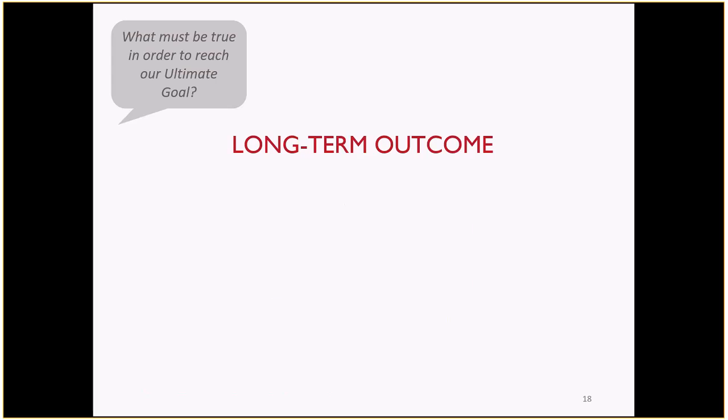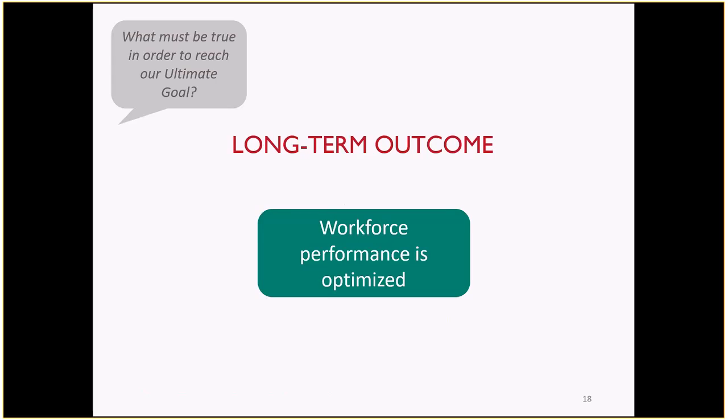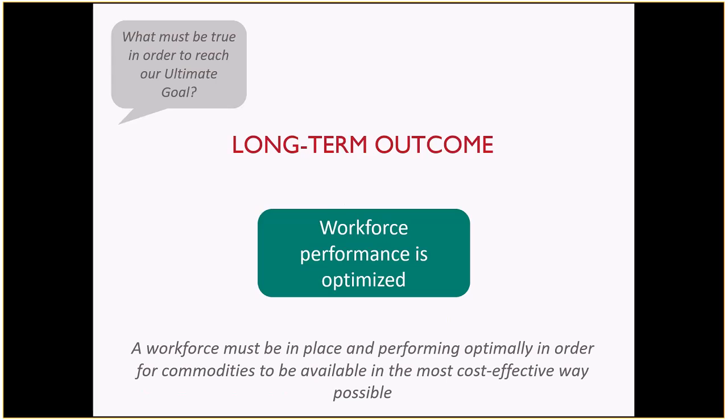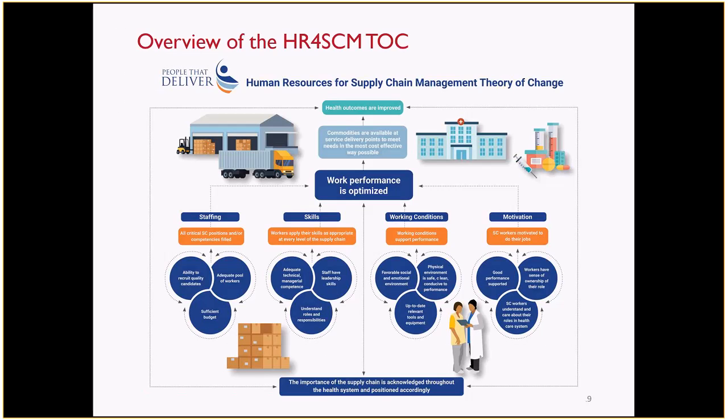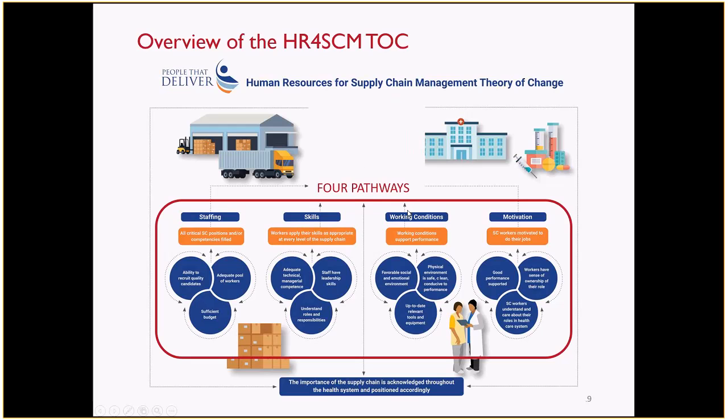Now, in this situation, the long-term outcome we're looking for is that workforce performance is optimized in an organization. And this is what we're trying to achieve. Within the theory of change, we need to consider what things need to be present if this particular outcome is to be achieved. And what we note is that there are 4 key pathways: staffing, skills, working conditions, and motivation. Those 4 pathways need to be active and working well in order for this improved performance to occur.